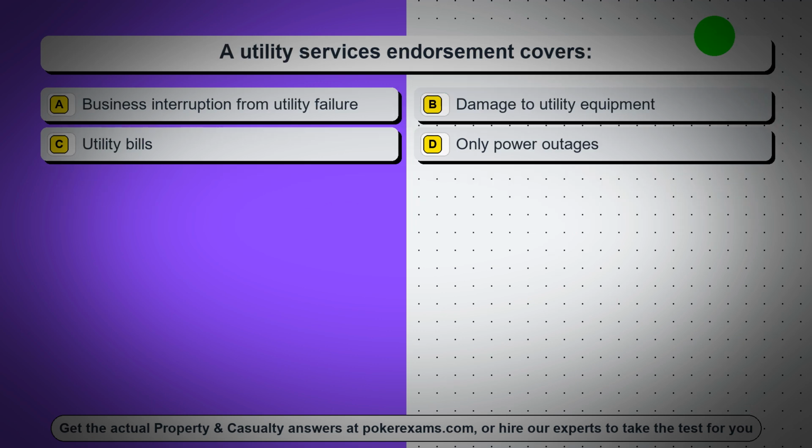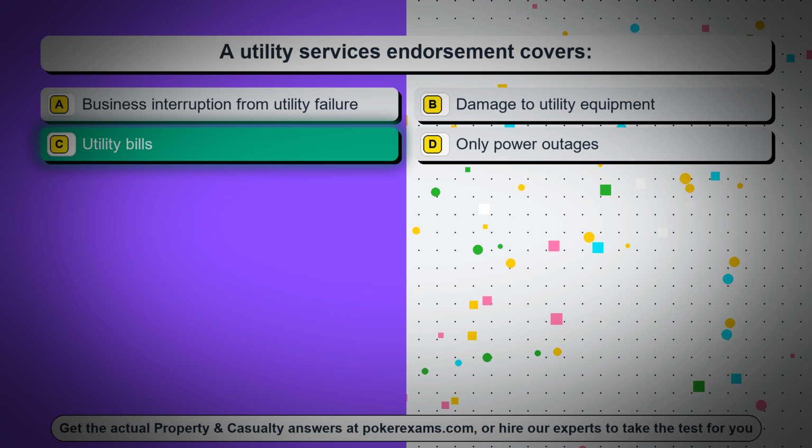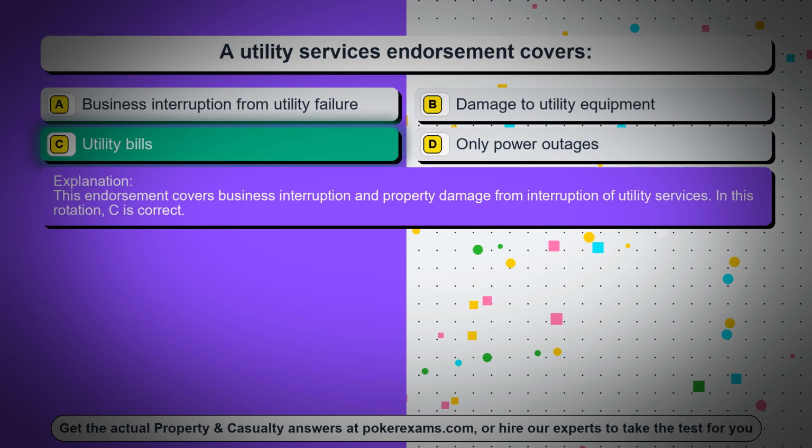Question 92. A utility services endorsement covers: Option A, business interruption from utility failure. Option B, damage to utility equipment. Option C, utility bills. Option D, only power outages. The correct answer is option C, utility bills. This endorsement covers business interruption and property damage from interruption of utility services. In this rotation, C is correct.